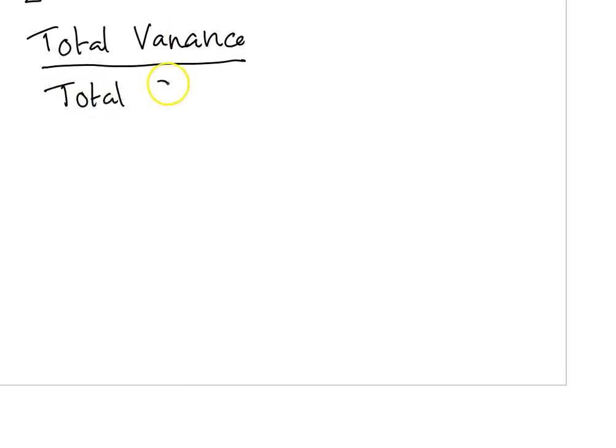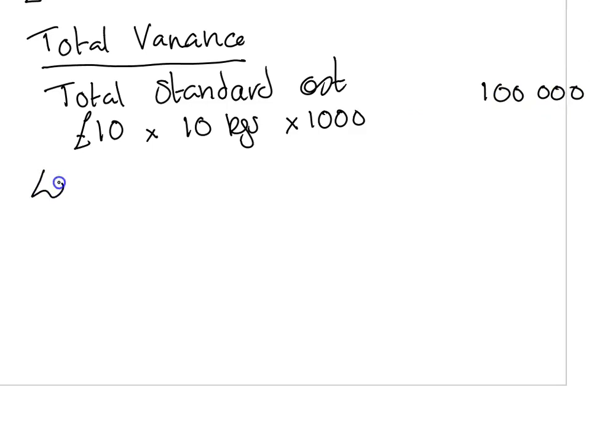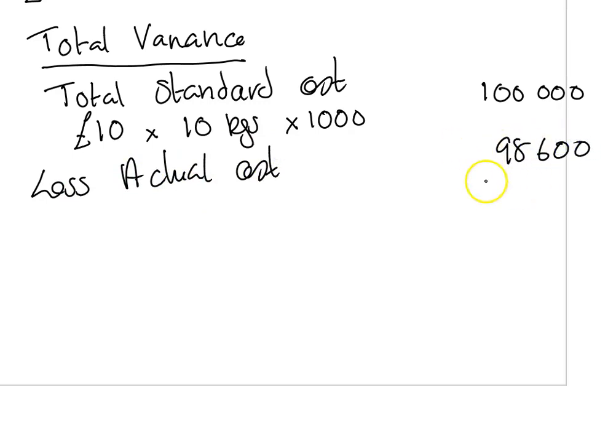We can calculate our total variance by taking our total standard cost, which in this case was £10 for 10 kilos at 1,000 units, and then less our actual cost, which was 98,600, and we have 1,400 total material variance favourable. We expected our costs to be, for 1,000 units, £100,000. The actual cost was less, so we have a favourable variance.